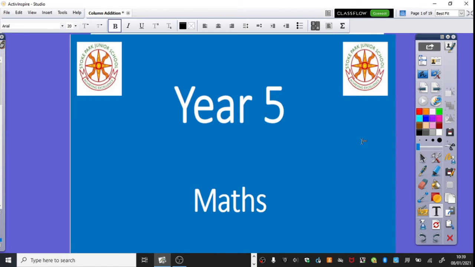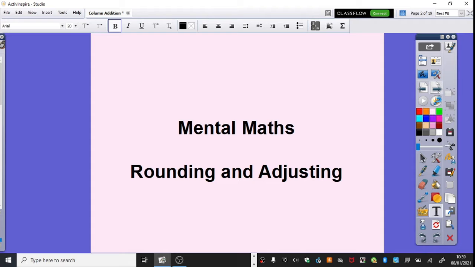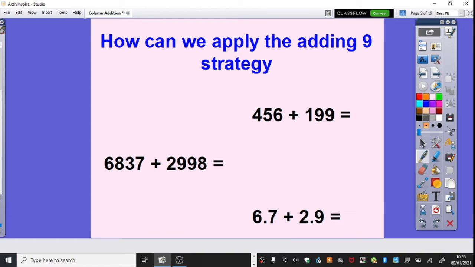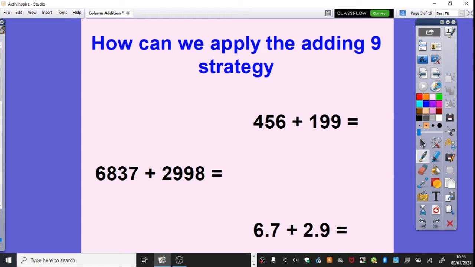So we're going to begin today with a little bit more work on rounding and adjusting. We're today just going to be having a look at recapping just once again how we can round and adjust some larger numbers and apply that same strategy of adding 9 to these.